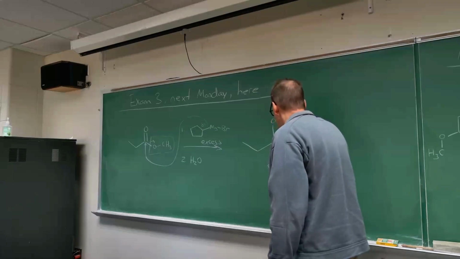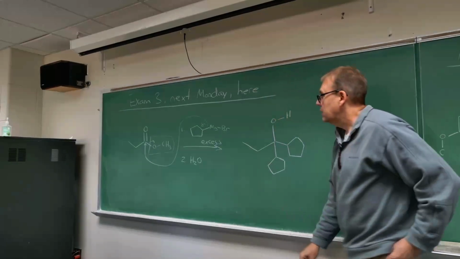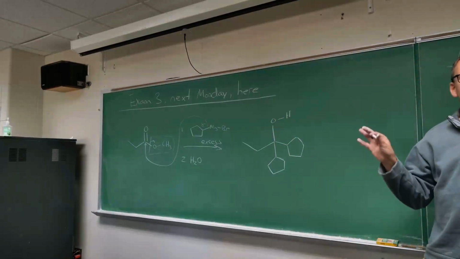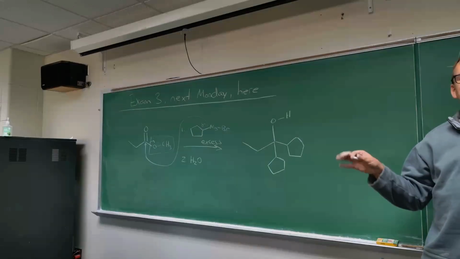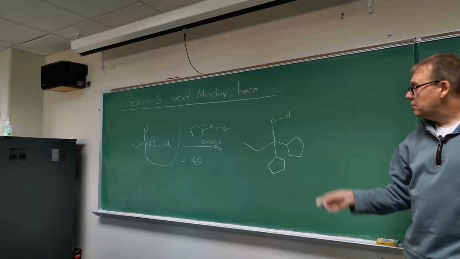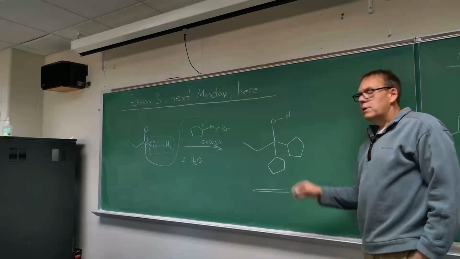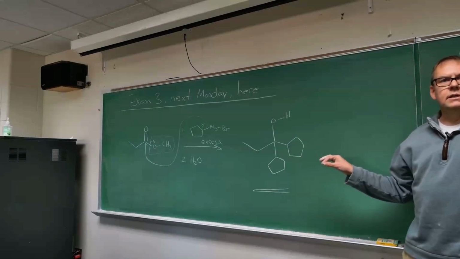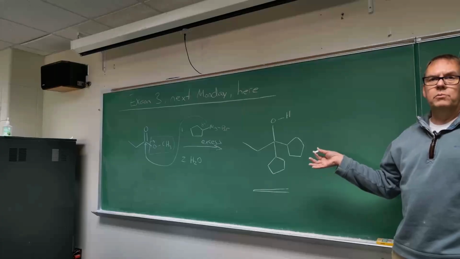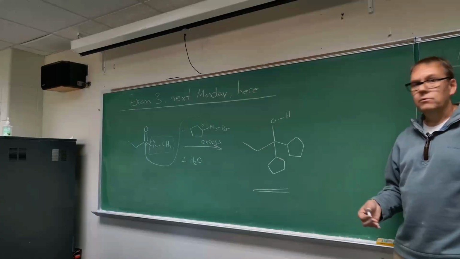So that's the key with esters and acid chlorides, is that you add two equivalents of the organometallic reagent, be it Grignard reagent or organolithium. So that's the product. People did pretty well with this. I looked at the statistics, and the majority of people got it, and that was good to see.